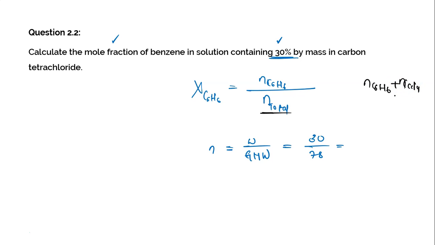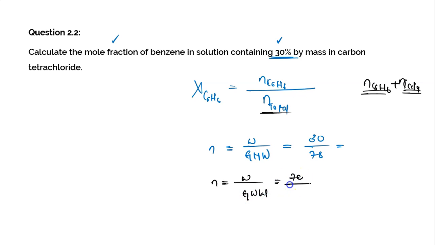It's going to be number of moles of benzene and CCl4. You already have calculated moles of benzene. Now you need to calculate moles of CCl4. And how do you calculate that? Using the same formula. Number of moles of CCl4 is weight of CCl4 by gram molecular weight.